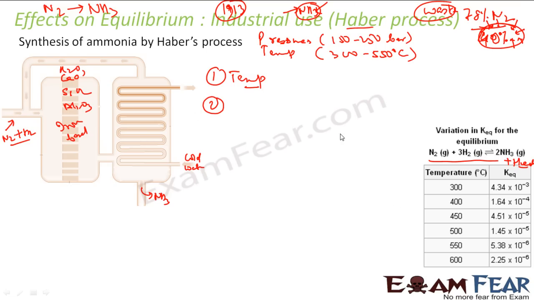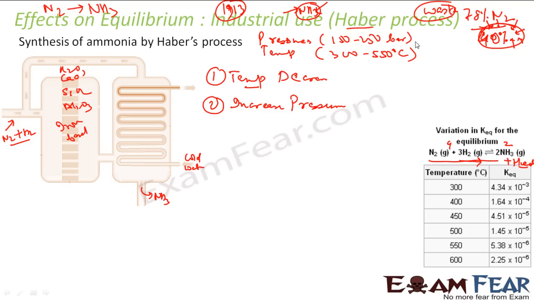Second, if you see, there are 4 moles here and we have 2 moles here. Okay. So if we increase the pressure, what will happen? The reaction will shift in the direction where we have less number of moles. That is, reaction will shift in this direction, forward direction. So we increase pressure, decrease temperature. Correct? So we increase pressure here.